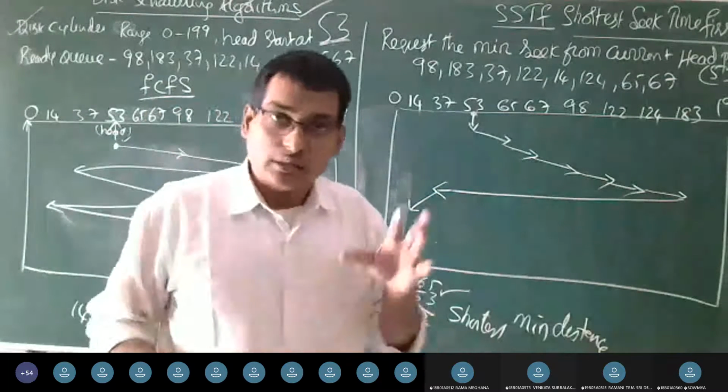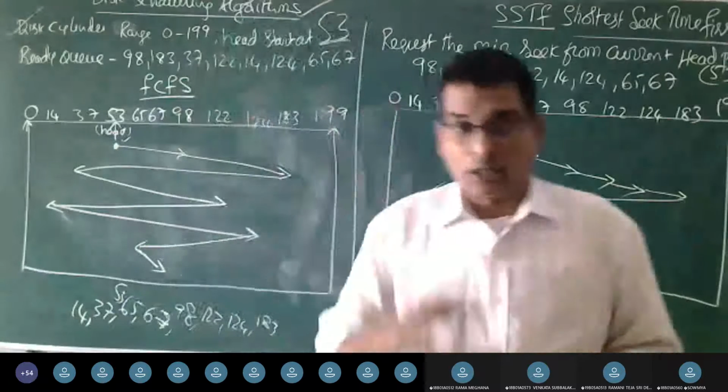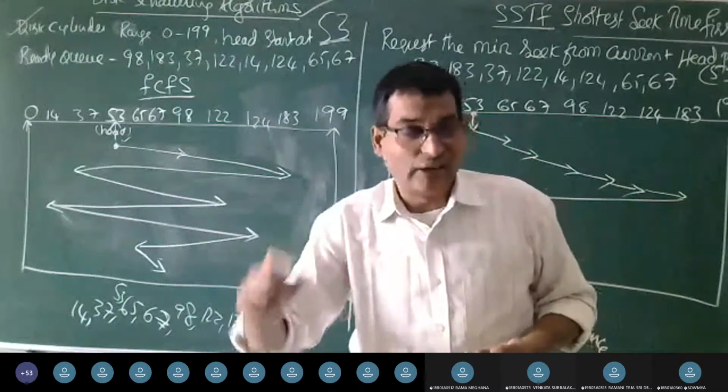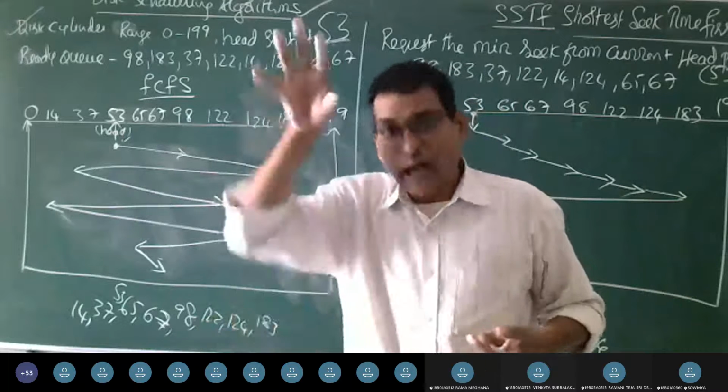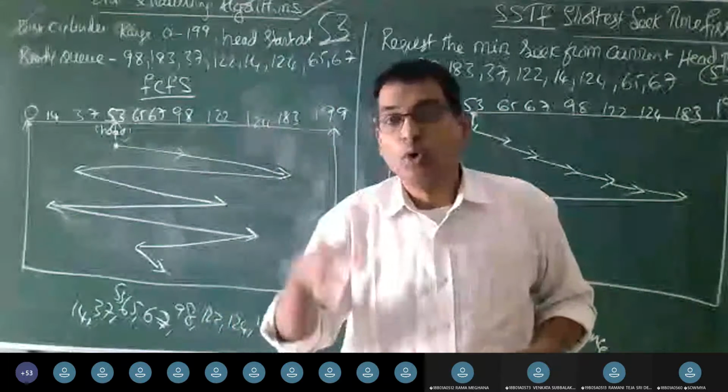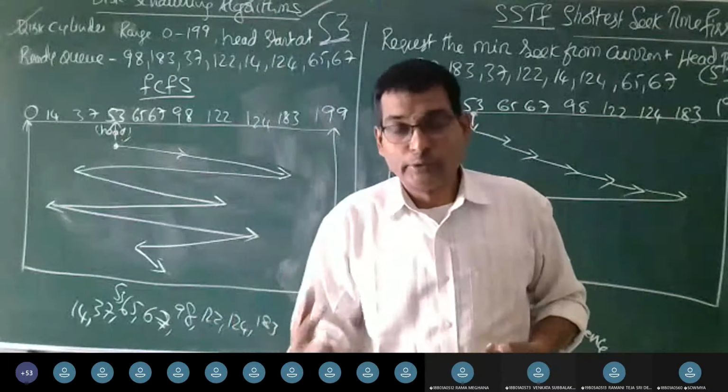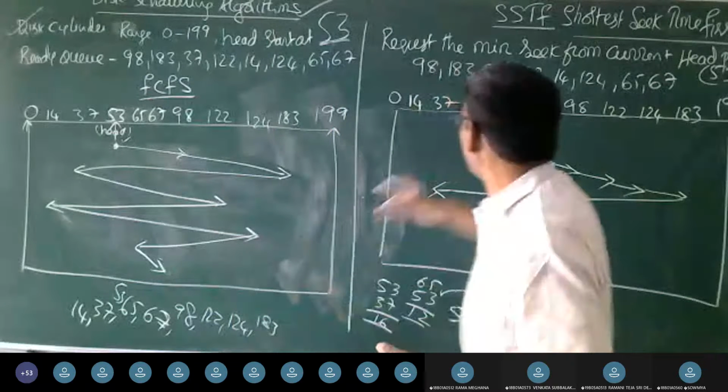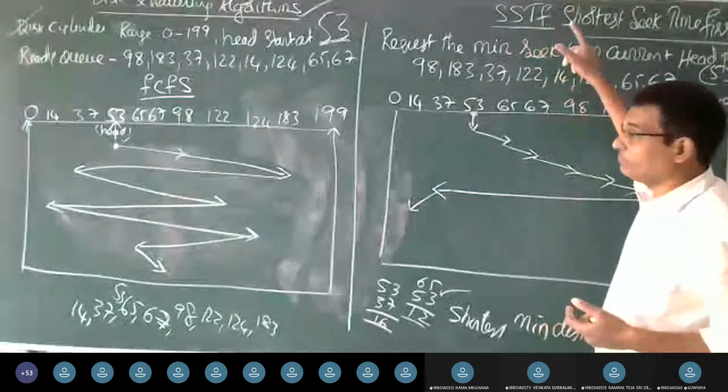So in this way, the shortest distance is identified from the present location, and thereby it is going to move in an order in which we are going to interpret the items. We call it shortest seek time first.